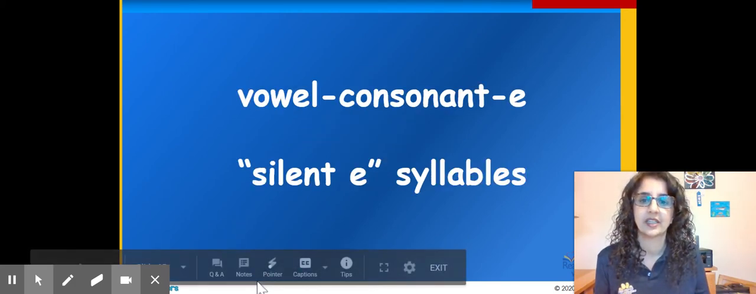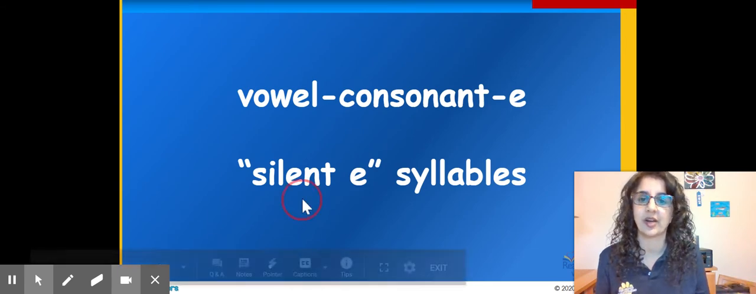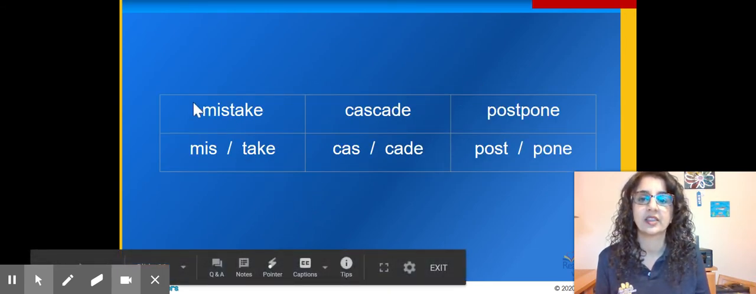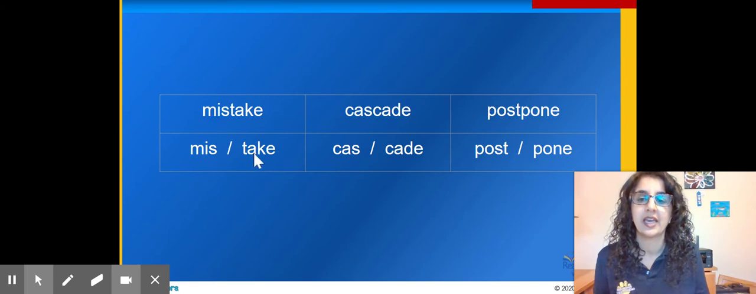Okay. Here's our very first one. This is our vowel consonant E. These are the silent E syllables. Easy peasy, right? So let's take a look at this very first word here. You've already learned how to divide syllables. So now, if you had your finger on the I and the A and you split them apart, you would move the S over to the left because "mistake" doesn't make sense, right? So it's mis-take. And then this syllable here, the "take," this is our vowel consonant E syllable.